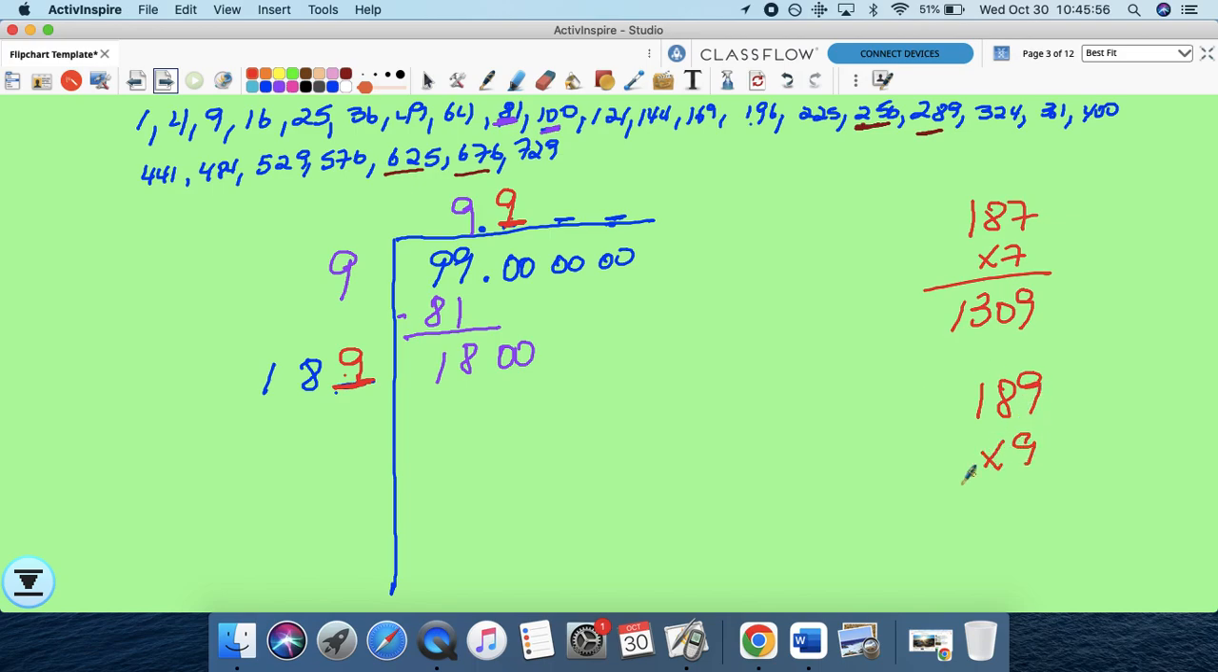189 times 9 is 1,701. And that's the highest I can go, so that's what I'm going to use. So 9 times 189 is 1,701. If I subtract that from 1,800, I get 99.